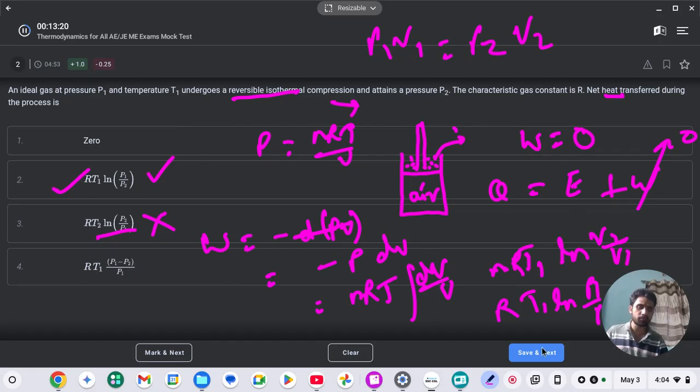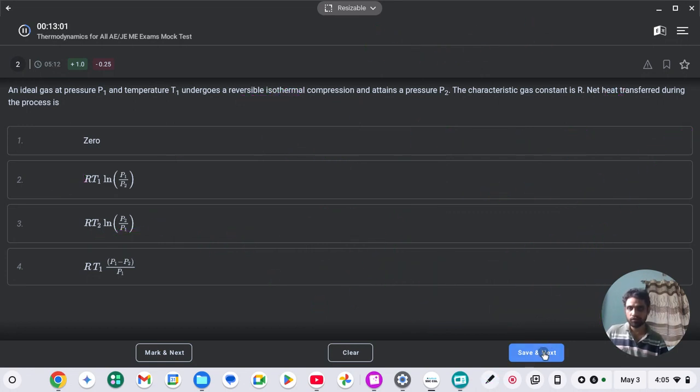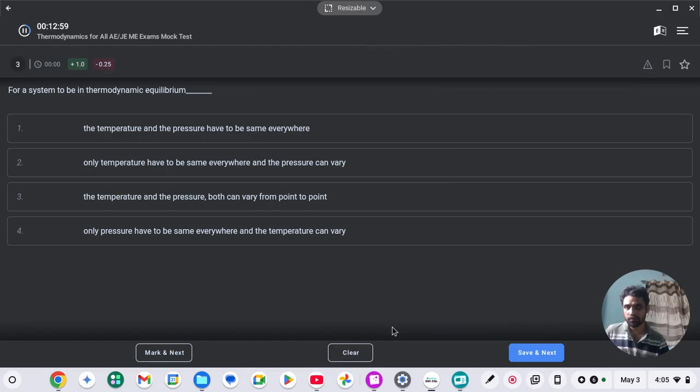Coming to the next question. Please remember, during isothermal compression or an isothermal process, a logarithmic term comes in work and heat, because the change in energy is 0. Next question. For a system to be in thermodynamic equilibrium, the temperature and the pressure have to be the same everywhere.